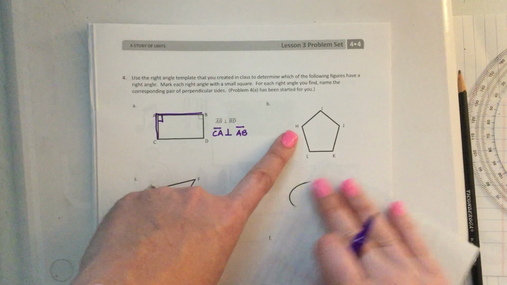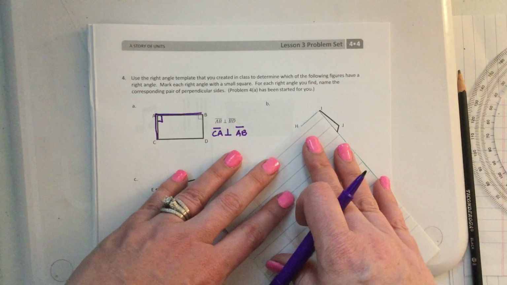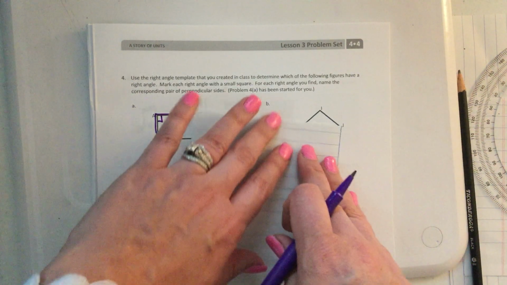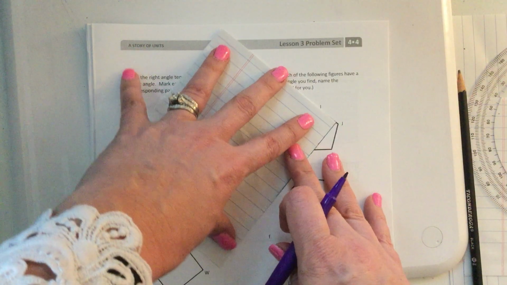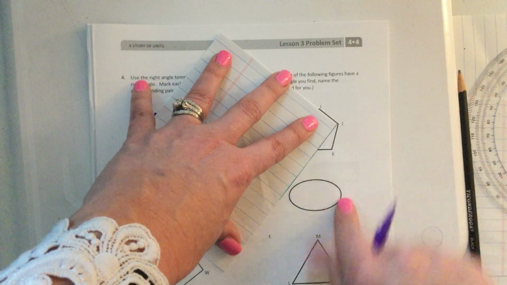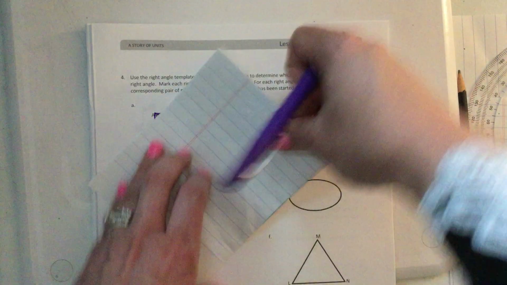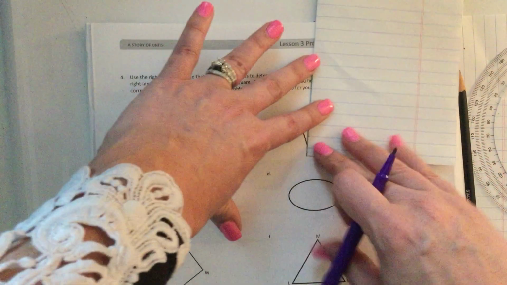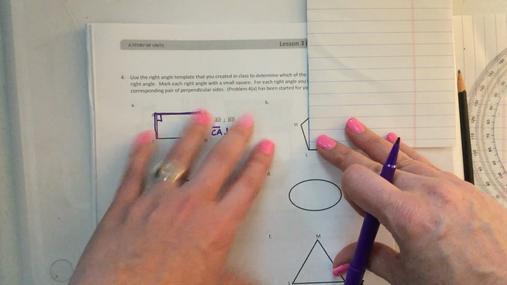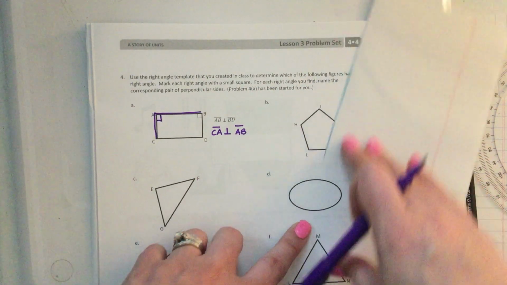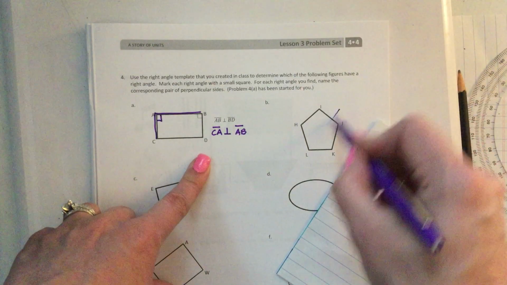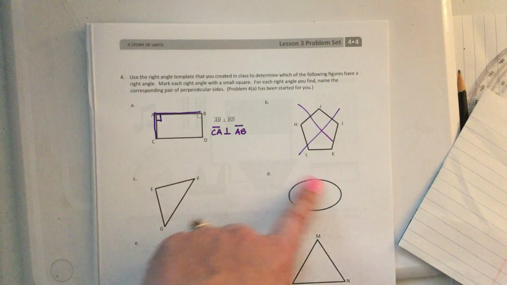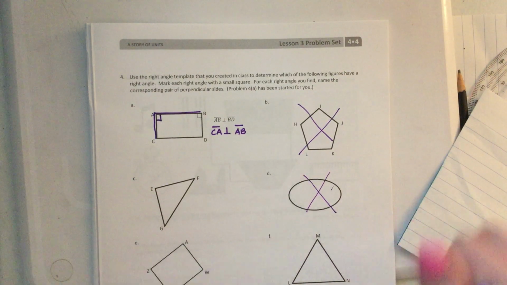And then I'm going to go over here when I'm done, and I'm going to see, oh, look, see how there's a gap right there? So that's not 90 degrees. So I'm going to try the next one. Oh, there's another gap. That's not 90 degrees. That has a gap, so that's not 90 degrees. That has a gap, so that's not 90 degrees. This one doesn't have any, so I can just put an X on it. And an oval clearly has no 90-degree angles.